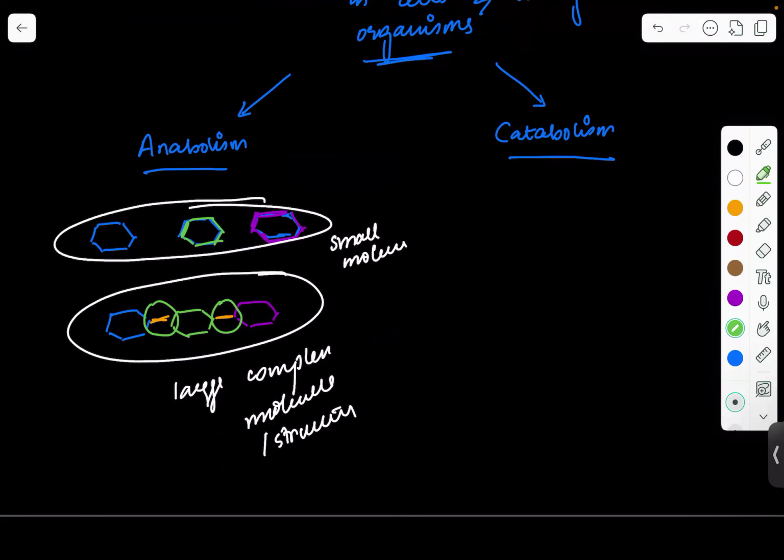So anabolism is when you synthesize something, right? But the name for the chemical reaction that leads to the creation of these large complex molecules is actually called a condensation reaction.